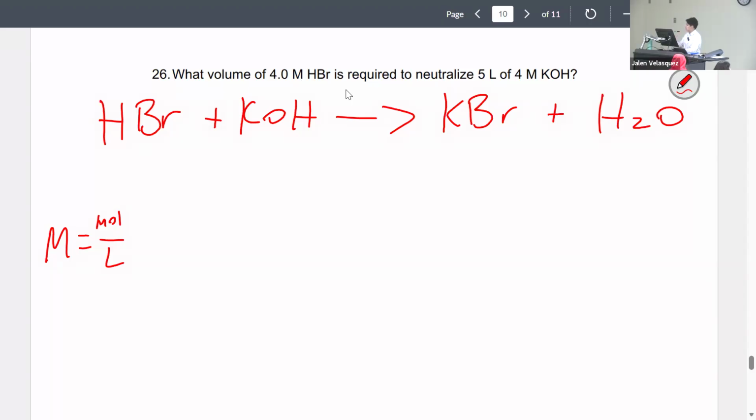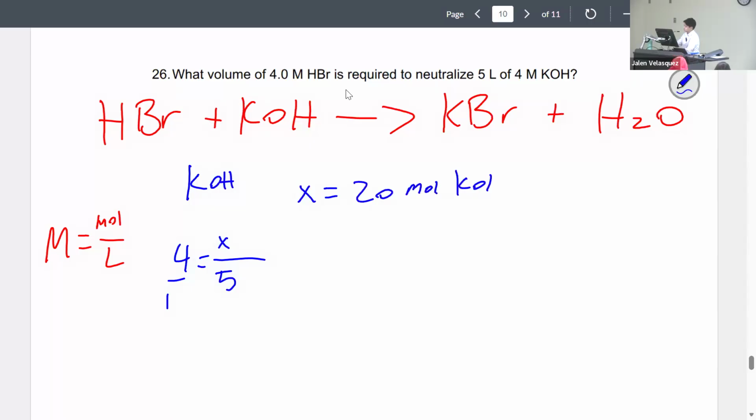So let's look at the KOH, and I'll do that in blue here. We have concentration, moles we have to figure out, and the volume we do have. So you cross multiply here. How many moles of KOH do you have? 20.